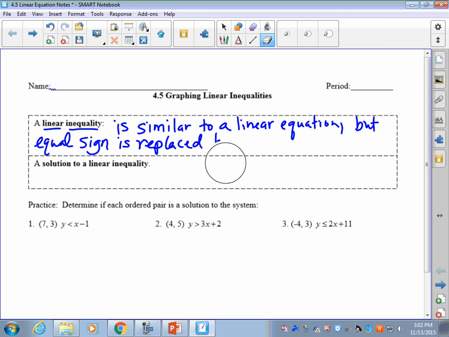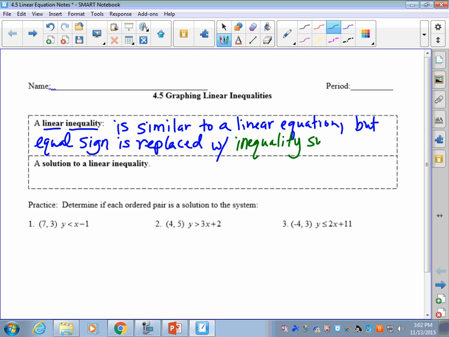When I mean inequality symbol, I'm talking about less than, greater than, less than or equal to, greater than or equal to. All of those symbols. And I'm just going to put those examples: less than, greater than, less than or equal to, greater than or equal to.